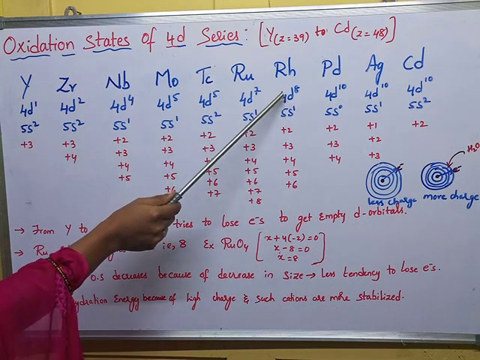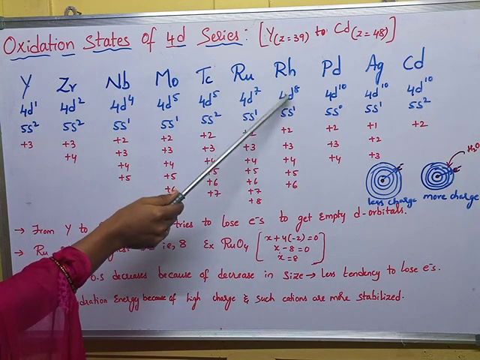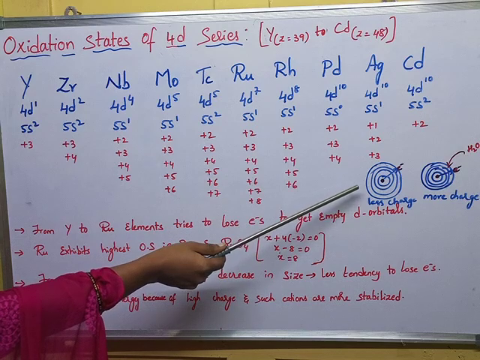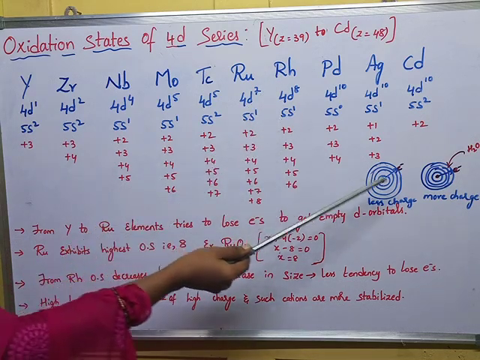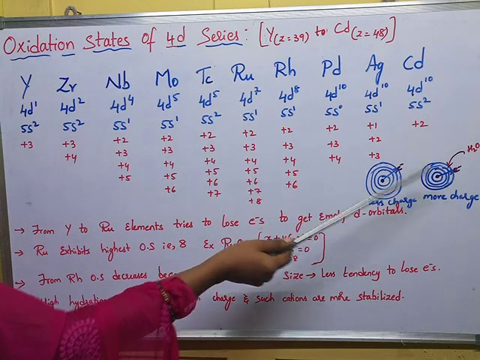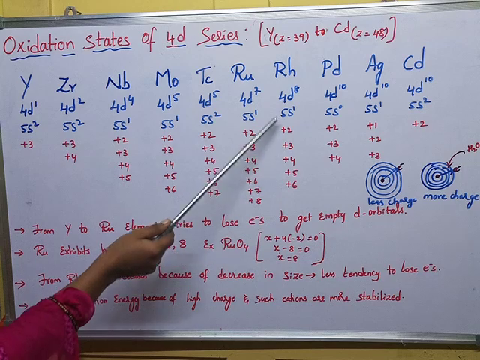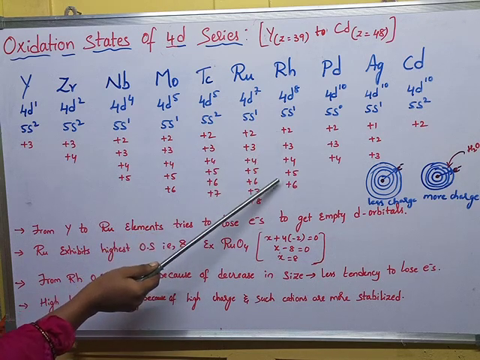Next, coming to rhodium. Rhodium has 9 electrons, but from here onwards the decrease in size plays the main role. So when size decreases, what happens? It won't show the ability to lose all electrons. So it won't lose all electrons, it loses only 6 electrons. So it exhibits oxidation states from +2 to +6.